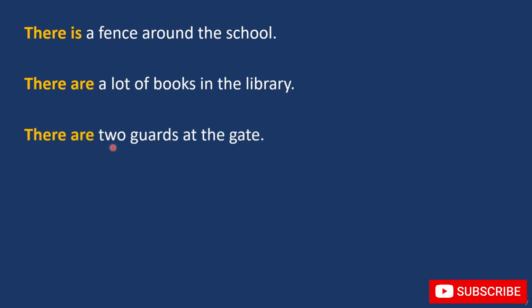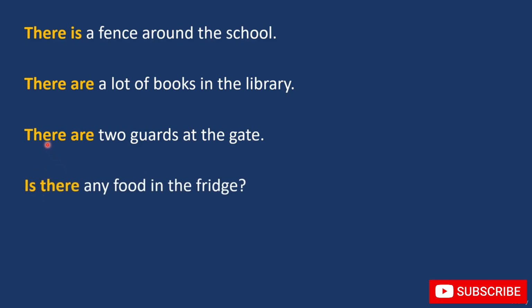There are 2 guards at the gate. If I cross the word guards and make it guard, just one guard, so I can say there is 1 guard at the gate, or there is a guard at the gate. But here I have 2 guards, so I say what? There are 2 guards at the gate.